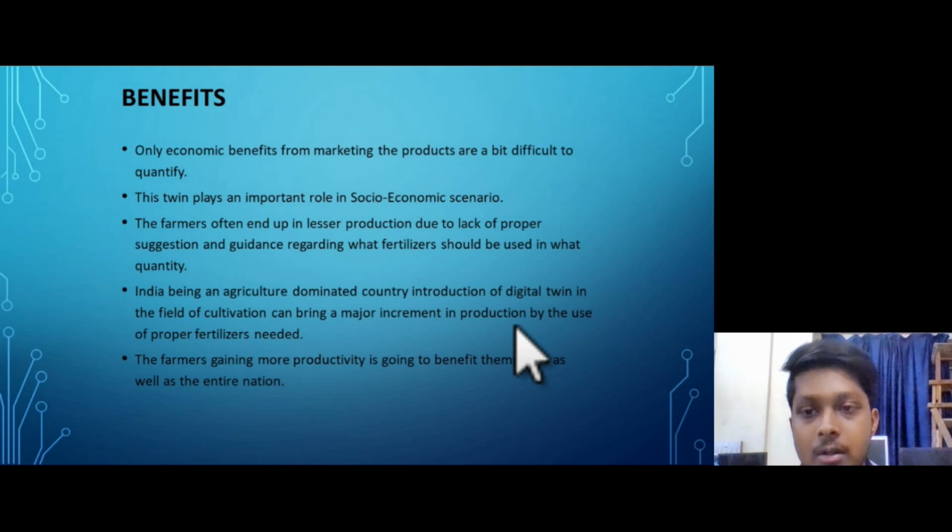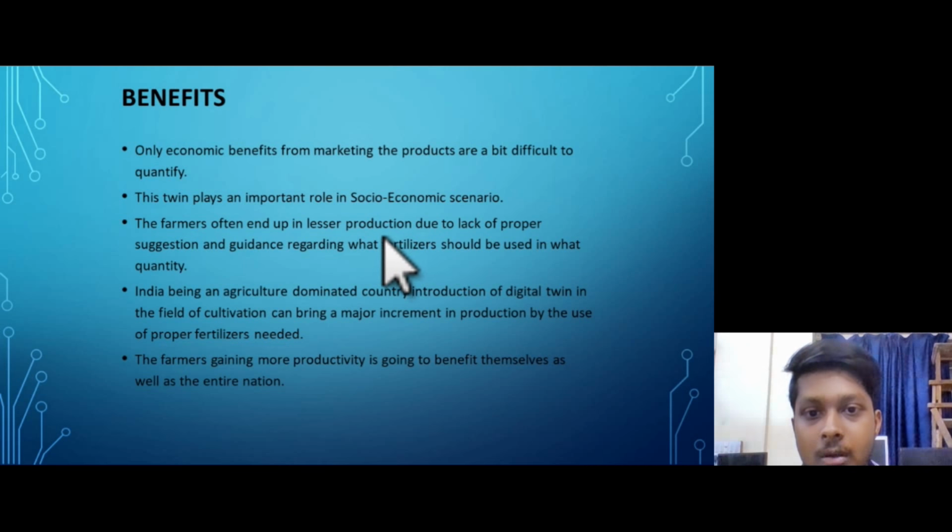So now let's come to the benefit part. What benefits is this digital twin going to provide? We have estimated the sellable cost keeping the profit percentage at 10%. But the economic benefits from marketing this product are a bit difficult to quantify, as this digital twin plays an important role in the socio-economic scenario.